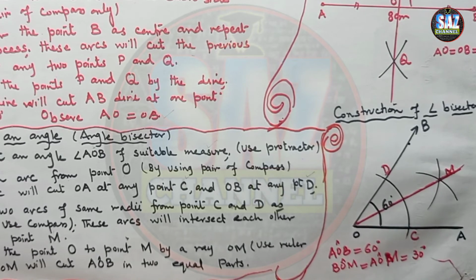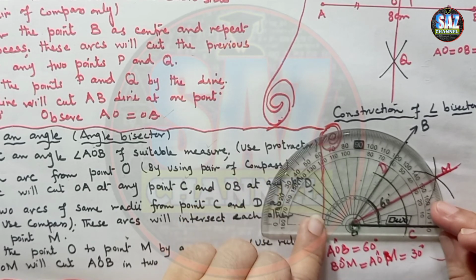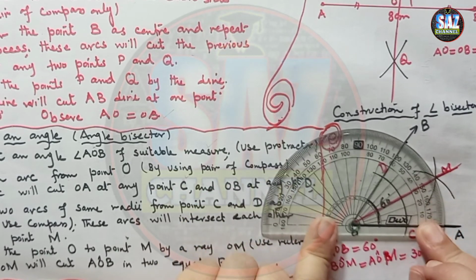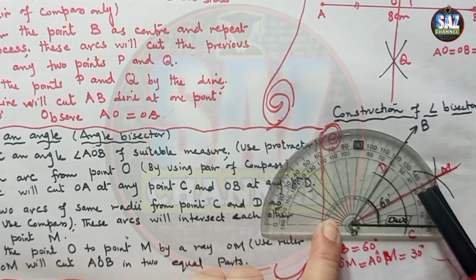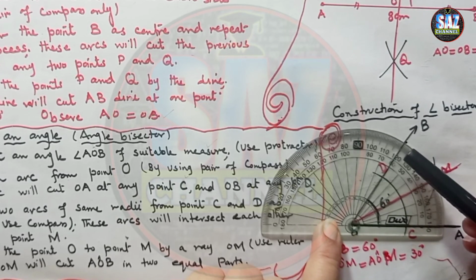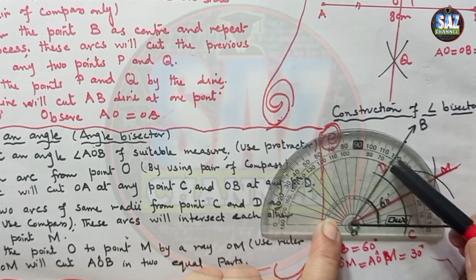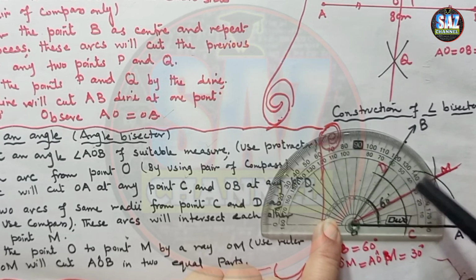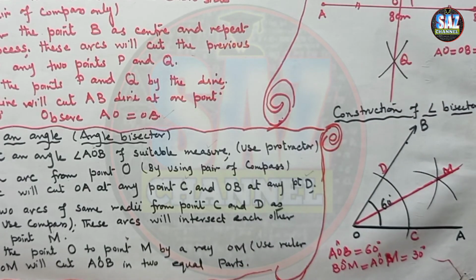And let's experience this, whether we are getting the 30 degree angle at this place or not, whether the bisector has divided it. If you can see this closely, you can see the red line is coming on 30 degrees, and from this red line to the OB line, we have further 60 degrees. It's going from 30 to 60, it's 30 degrees. So it means that this bisector has divided the angle into equal halves.